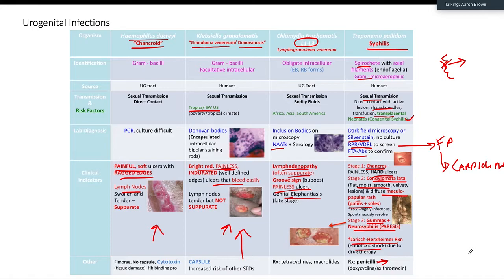Now, say you have a patient, they have syphilis, you start giving them penicillin, and then they start developing this Jarisch-Herxheimer reaction. Okay, so what would you do? Option A, continue the penicillin, even though they have shock. Option B, stop the penicillin, wait for the shock to go away, and then start penicillin again. A or B?